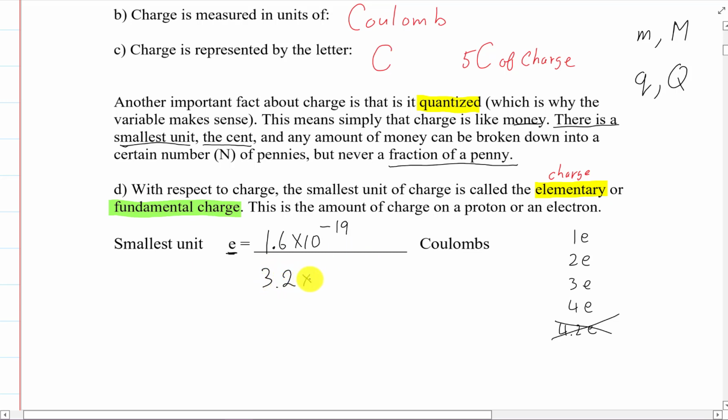That would be 3.2 times 10 to the negative 19th coulombs. And the next possible charge is 4.8 times 10 to the negative 19th coulombs. Why? Because that's 1e. This is equal to 2e. This is equal to 3e. 3 times the elementary charge, 4 times the elementary charge. So the next one here is 6.4 times 10 to the negative 19th coulombs.